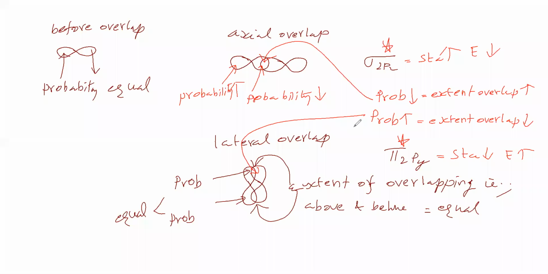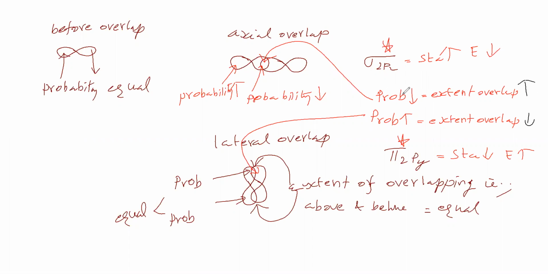Therefore, the extent of overlap, where will it be low and where will it be high? If we say, the extent of overlap will be low here, and the extent of overlap will be higher there. That means the extent of overlap will be higher here and low there.